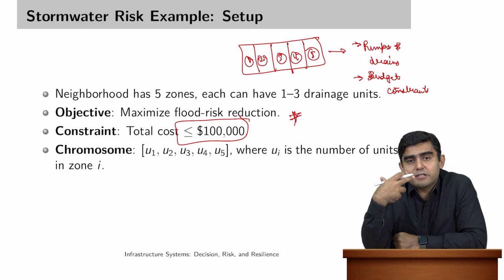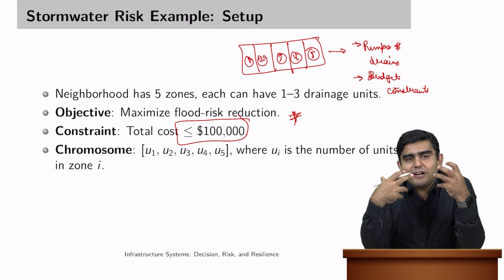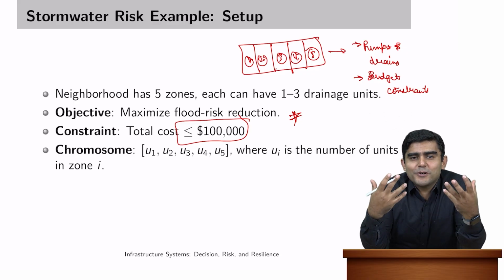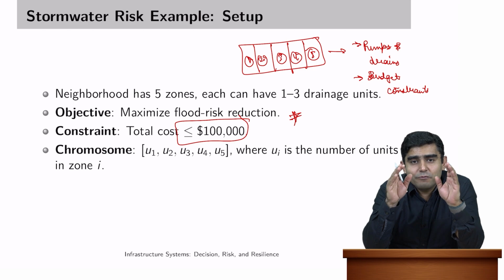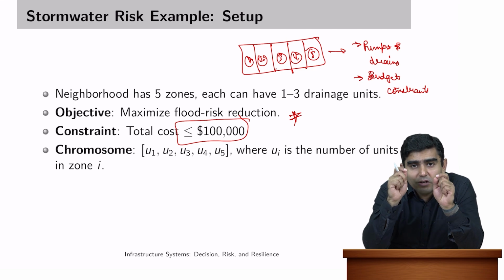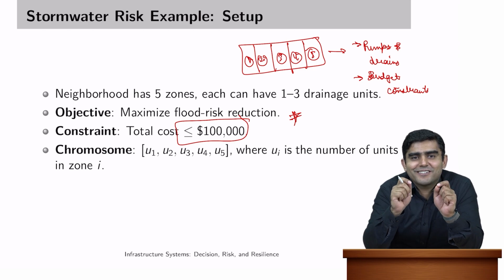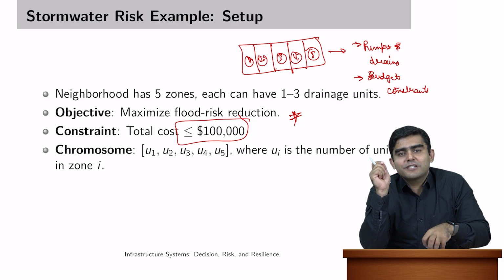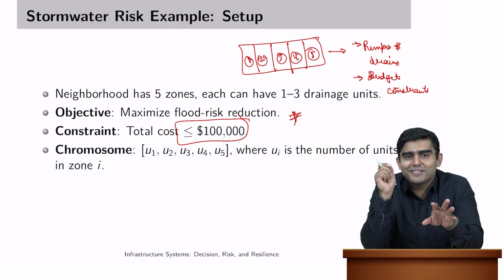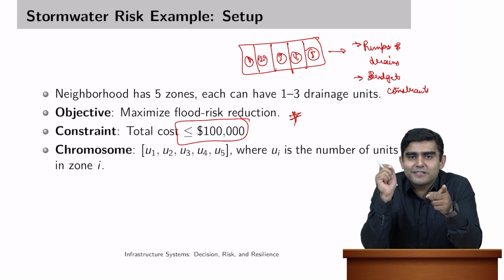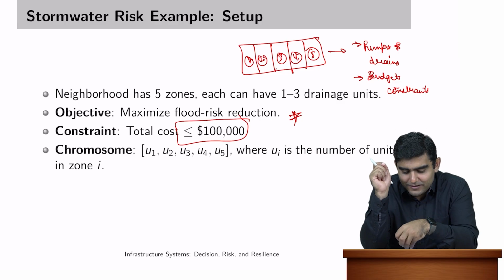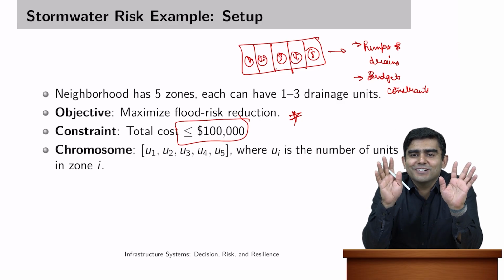See, sometimes when we start dealing with optimization, our objective is always guided towards money. Let us minimize usage of money or minimize the cost. But we have to read between the lines what the optimization problem is really asking for. Nowhere in the question is it written to minimize the cost. It is saying maximize the flood risk reduction while ensuring that total cost should be less than 100,000.